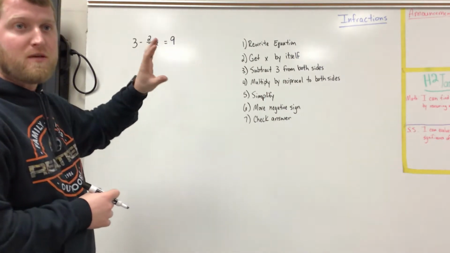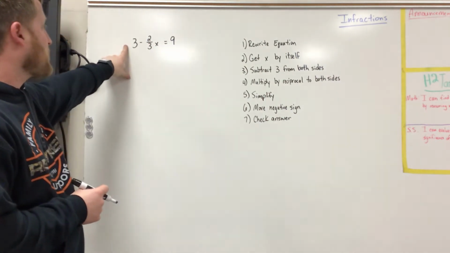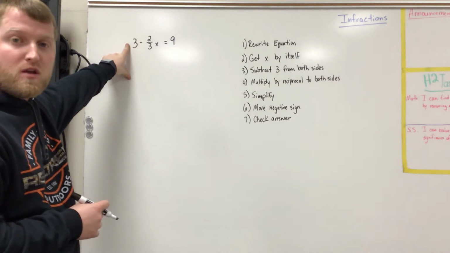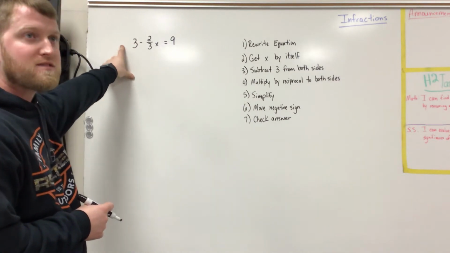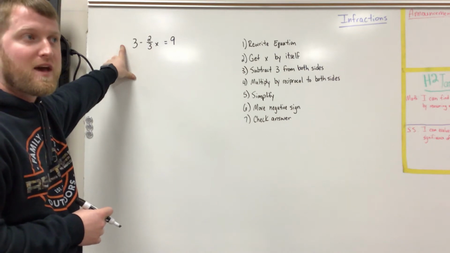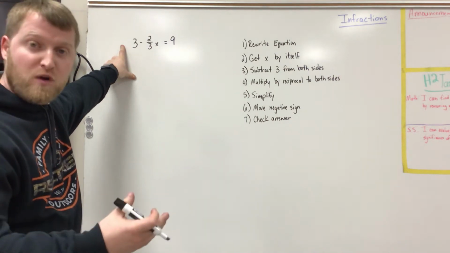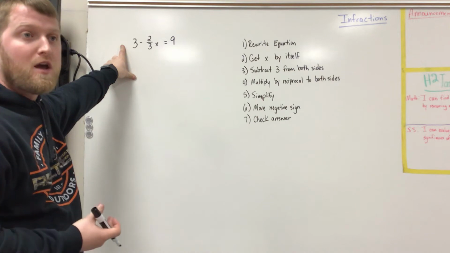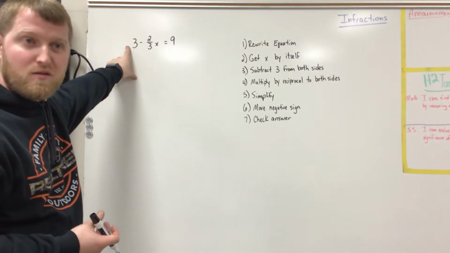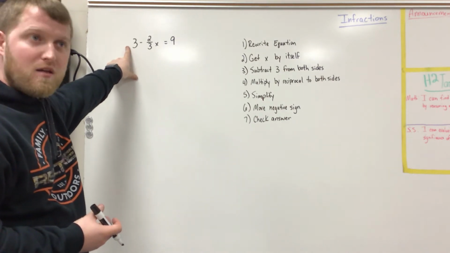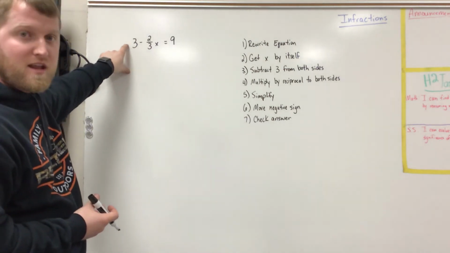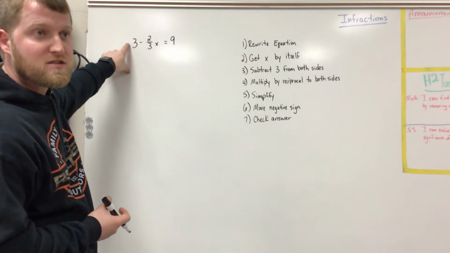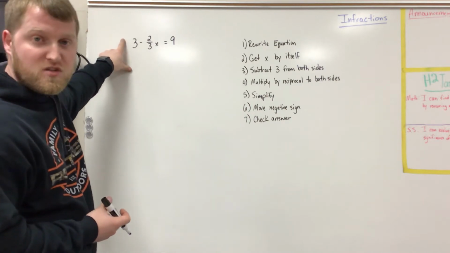One thing that might be confusing is this 3. There's nothing in front of the 3, but we have 3 minus. A lot of times, students think, especially with the expression part of this unit so far, that this 3 is negative. Well, no, because if it was negative, it would have a negative sign out front. In this case, there's nothing there, so we can only assume that it's positive.